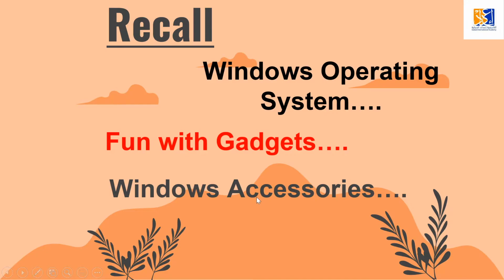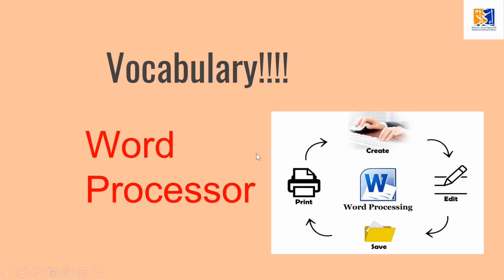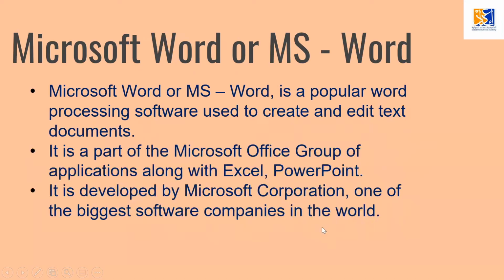Yes? Okay, next. Vocabulary is word processor. What is word processor? Word processor is that you create. Create means you write something and then you edit it. You save it and then you print it. This is the simplest way to explain you. What is word processor? You write it, you edit it, you save it and you print it.